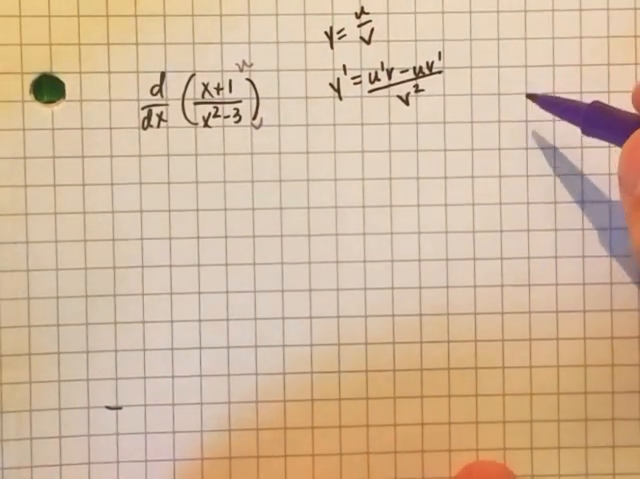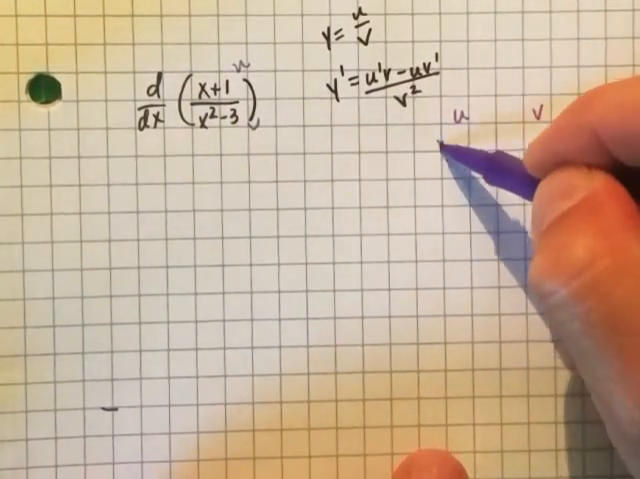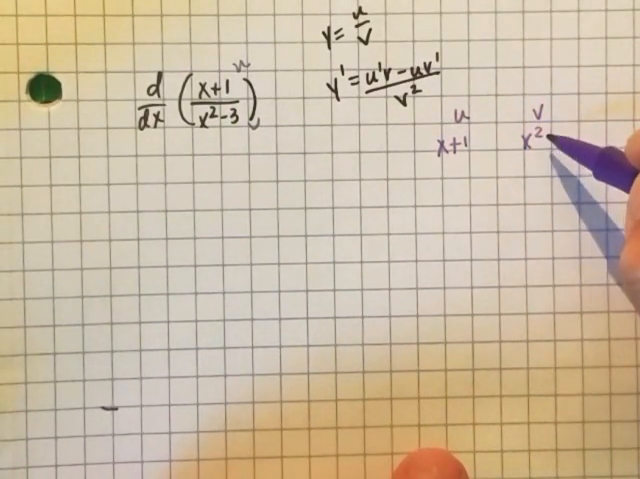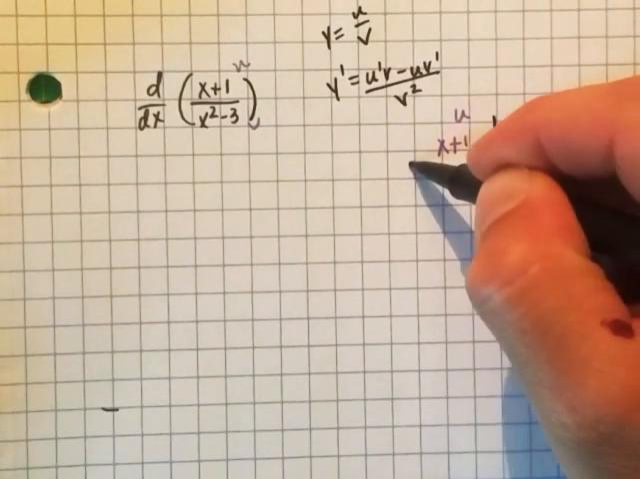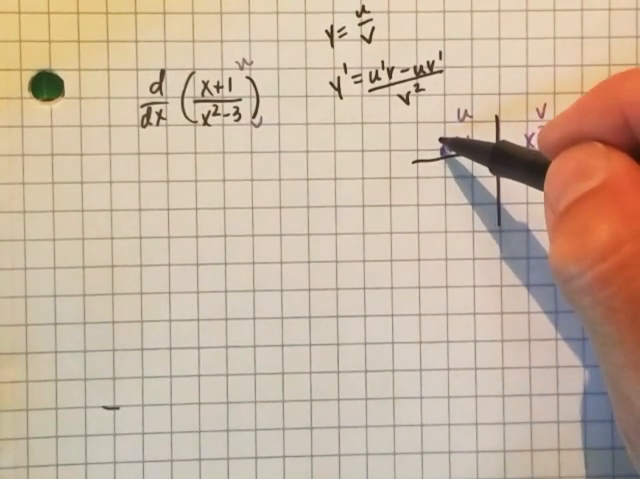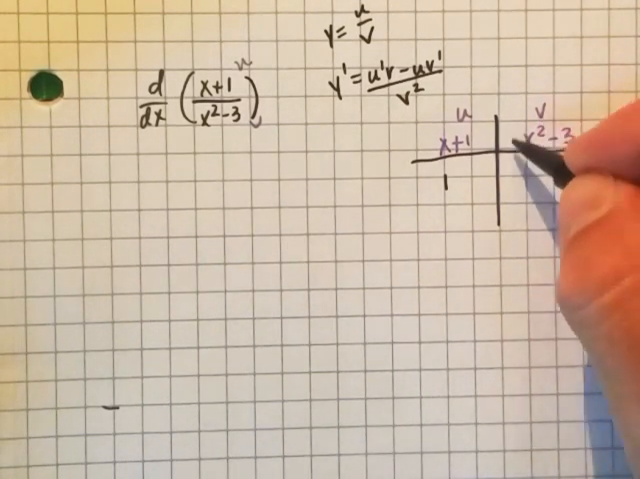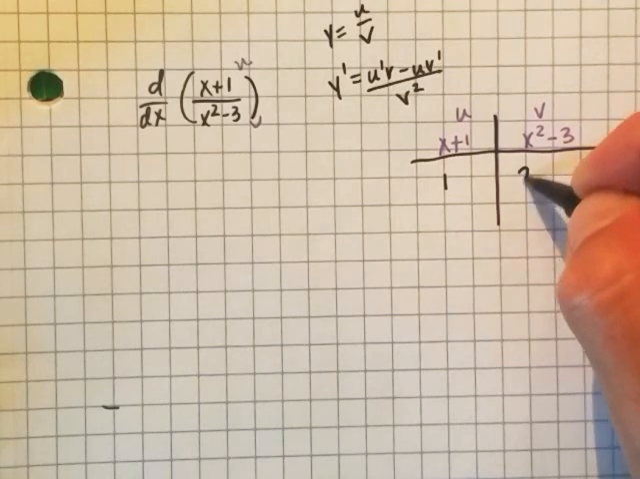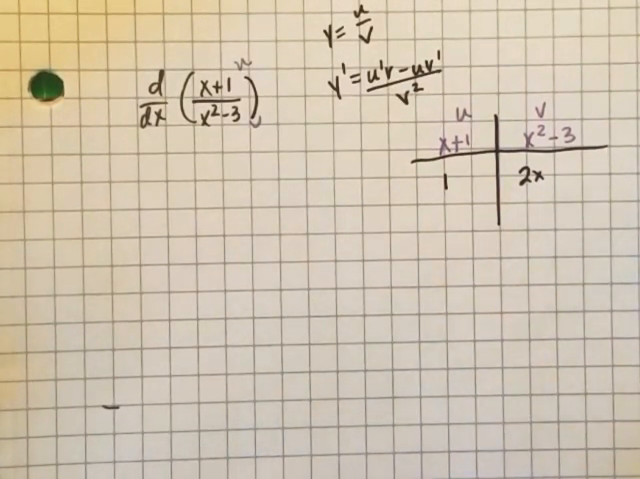and set up our chart off to the side. So off to the side we would have u and v, so we'd have x plus 1 and x squared minus 3. And then we would actually take the derivative of each one of those. So the derivative of 1x is just 1, the derivative of 1 is 0. Derivative of x squared is 2x. Derivative of negative 3 is 0. So we have our derivatives now, and then we go in the following order.